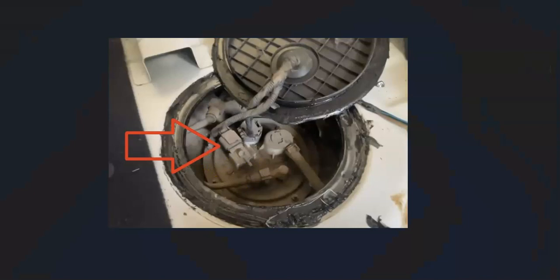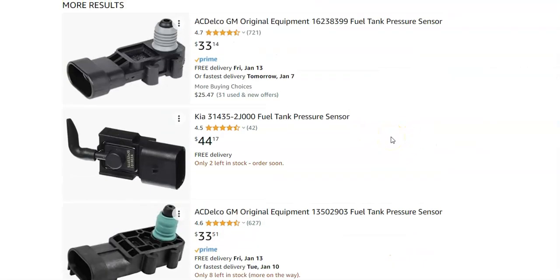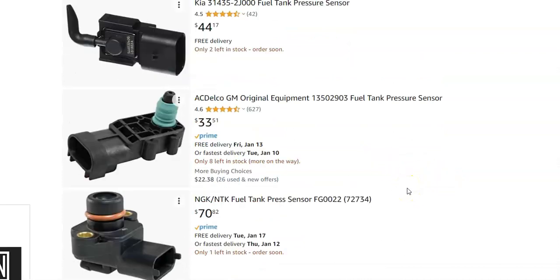And most people would just go ahead and swap out the pressure sensor. Since it's a low-cost part, I'll jump over on Amazon just to give you an idea how much they're costing right now. They're ranging around $33, $44, $33. There's one for $70. So for around $40, $50, $70, you get a new fuel tank pressure sensor.